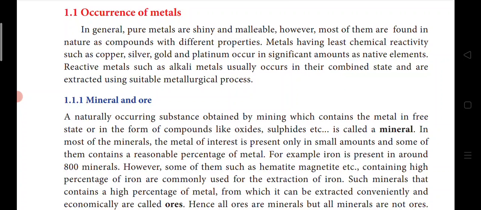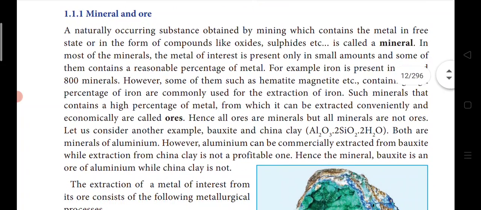If you see reactive metals, reactive means they will quickly react with water or any gas, any other metal. Like alkali metals, all these alkali metals are very, very reactive, and they also exist in combined state. So they are extracted using certain metallurgical processes only. So we will see how these metals occur in nature. They will exist in nature as minerals and ores. So what are called minerals? Very, very important to mark.